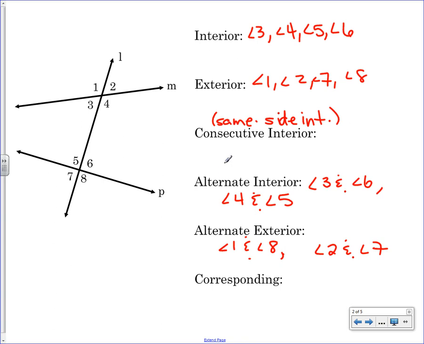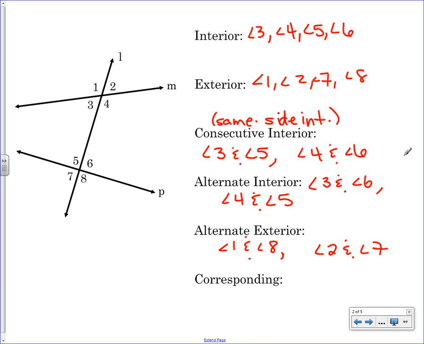So if I say angle 3, what would be angle 5? Good. Angle 3 and angle 5. Do you guys see that? Same side interior. So 3 and 5 are on the same side and the interior. So what would my other pair be? 4 and 6. Very good. Angle 4 and angle 6. Super easy, right? If you know what the words mean, okay?